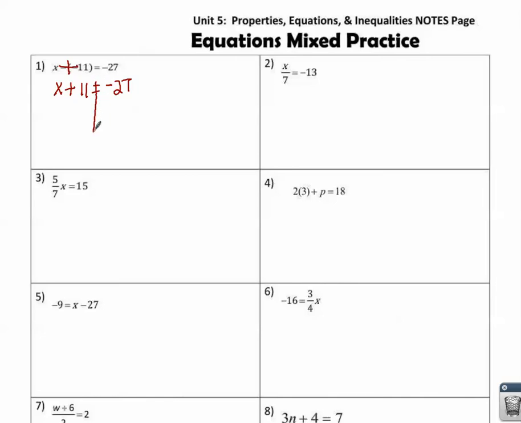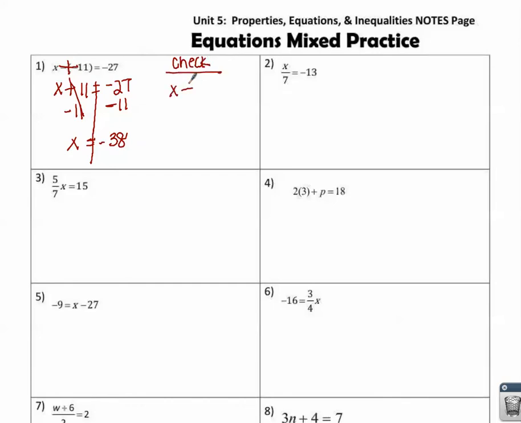I'm going to draw my line down the equal sign. I have x plus 11. This is a one-step equation. So the inverse operation of plus 11 is minus 11. What you do on one side, you must do on the other. So x equals negative 27 plus negative 11. You have same signs, so you add and keep the sign. So you should get negative 38.